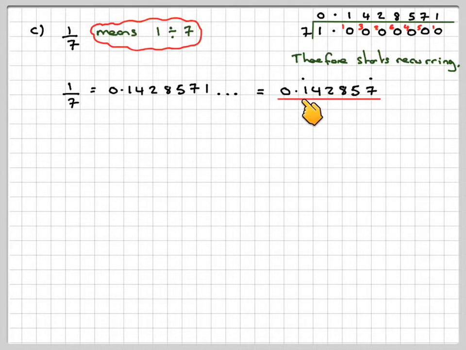So we need to put a dot on the 1 and the 7. So this pattern of numbers keeps recurring. So it would be 0.142857, 142857. So we just put a dot on the first number and the last number that recurs.